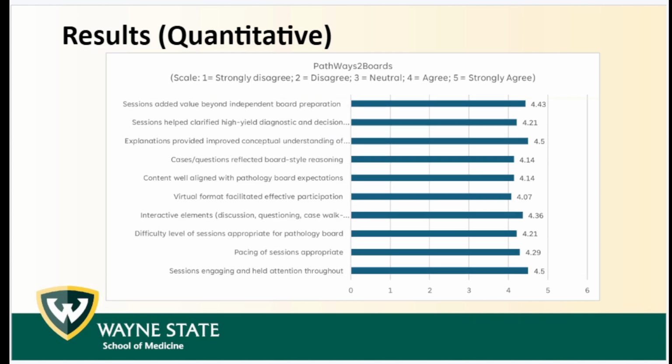This graph is a continuation of the graph seen on the previous slide. The results show sessions clarified high-yield diagnostic and decision-making, improved conceptual understanding, and were engaging at a difficulty level appropriate for board preparation. It can be seen that all domains, including the graph, were scored as over 4, once again reiterating the consistent positive learner perception across all evaluated domains.